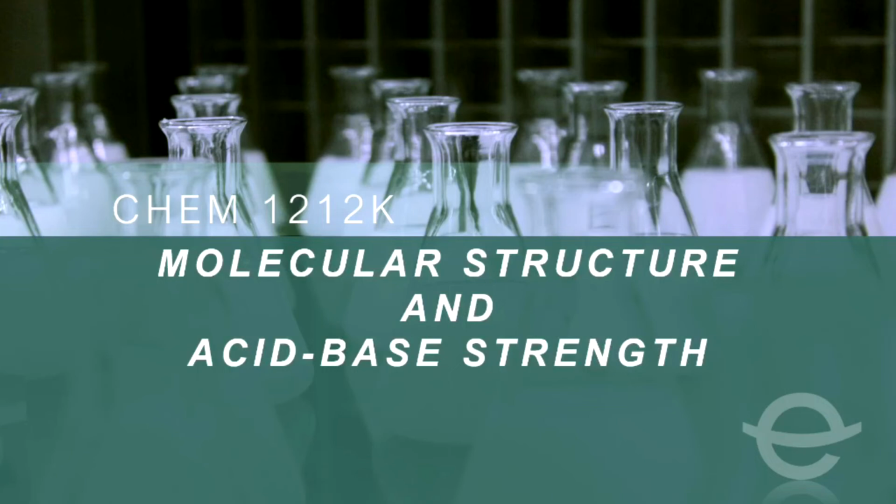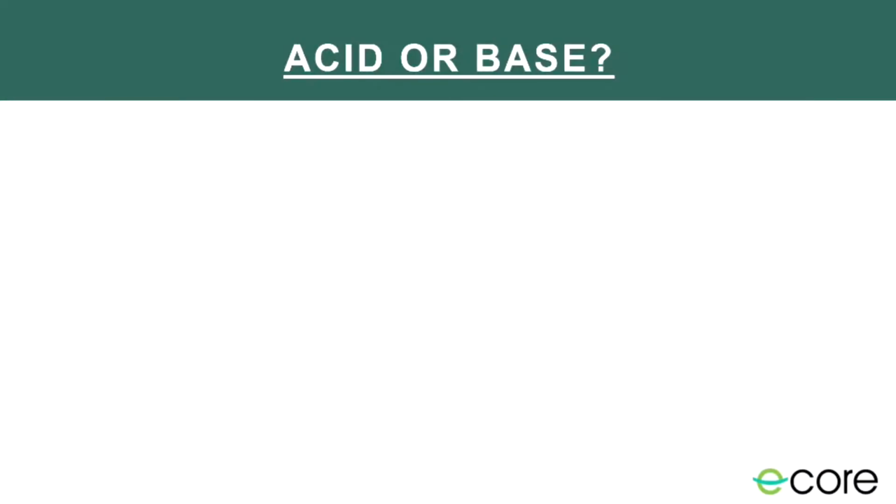In this lesson, we're thinking about molecular structure and acid-base strength. Basically, we're going to look at molecules and think about the electronegativity of the atoms and the number of oxygens to tell us how strong of an acid or base we have. Let's start by just comparing an acid and a base.